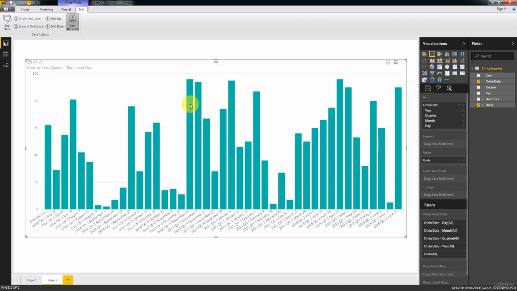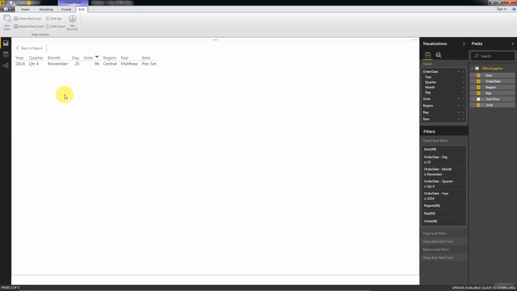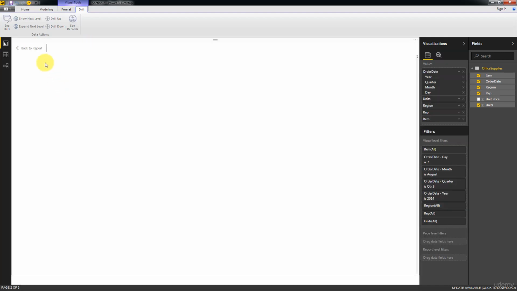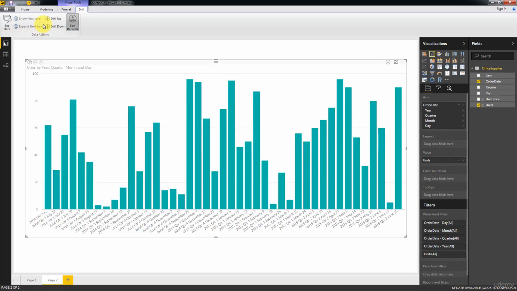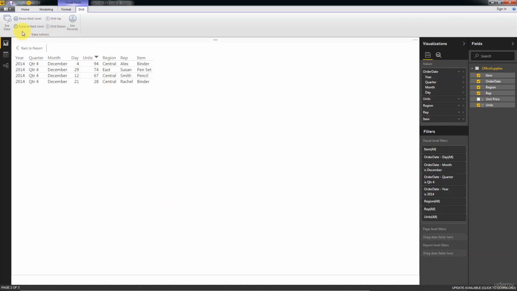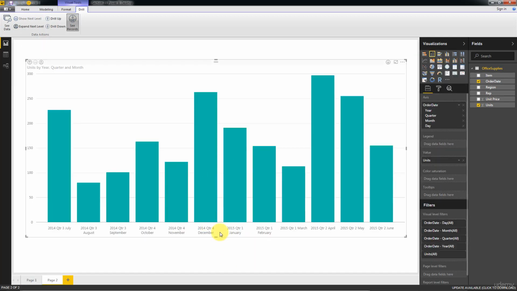You can always just click that, and whenever you select something, it'll actually show you the records for that element on your visualization. So if I drill up, for instance, and I select December here, it'll show me the records for December 2014 quarter 4 December. So that's in case you want to just actually investigate what's going on in the data set. That's another additional feature that is very handy as well in Power BI.